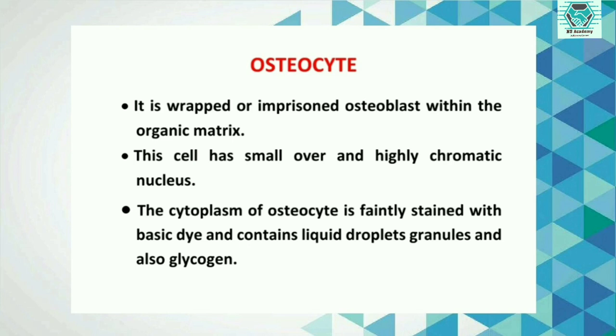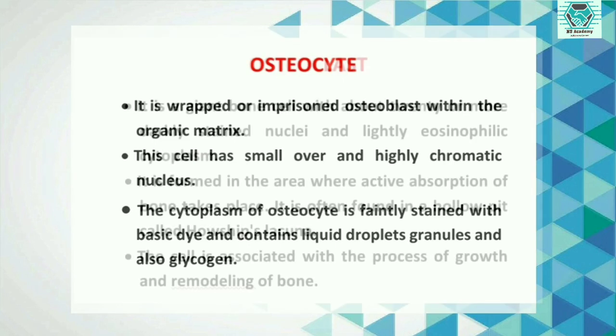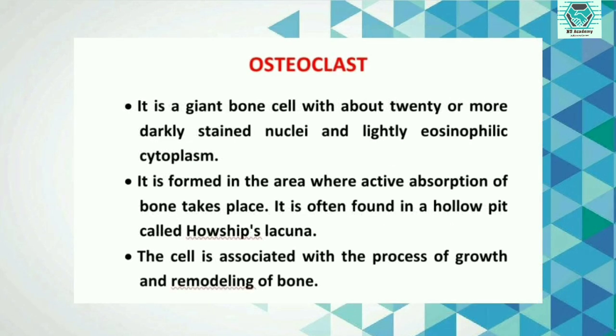Another cell of bone is osteoclast. It is a giant bone cell with about 20 or more darkly stained nuclei and lightly eosinophilic cytoplasm. It is formed in the area where active reabsorption of bone takes place. It is often found in a hollow pit which is called Howship's lacuna.